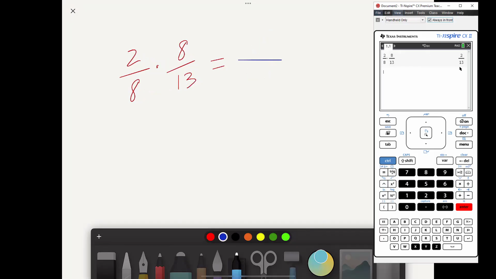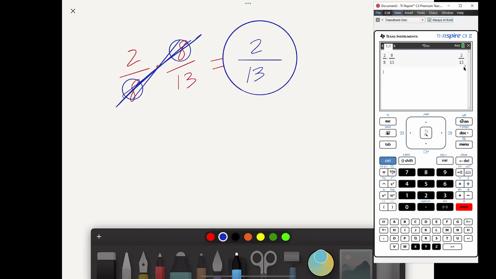Now, here's the key idea, guys. I'm going to say this a couple times. When you're multiplying fractions, you can always simplify any number or letter or unit that's on the top in the numerator and the denominator. So in this case, we have an 8 that's in the numerator and an 8 that's in the denominator. And since we're multiplying fractions, these two will cancel out.